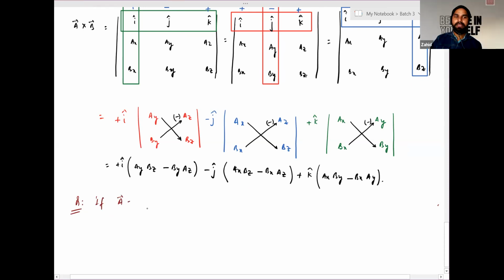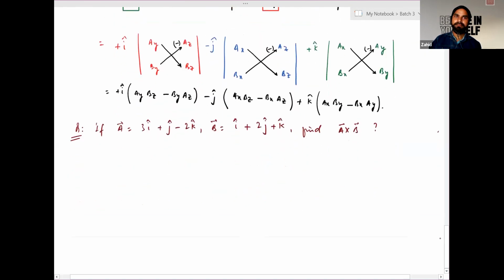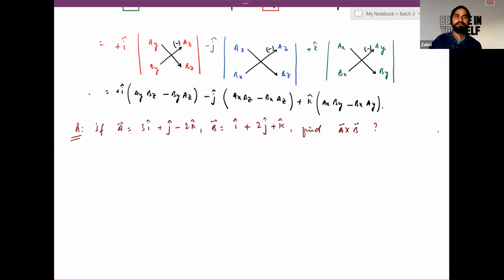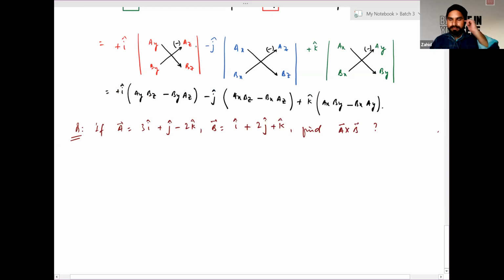Now, if A is equal to 3i plus j minus 2k and B is equal to i plus 2j and k, find A cross B. Just put all the values in the above term and simplify it. Try to solve.